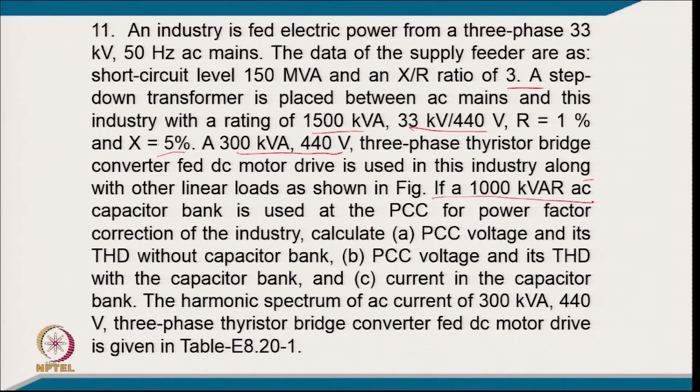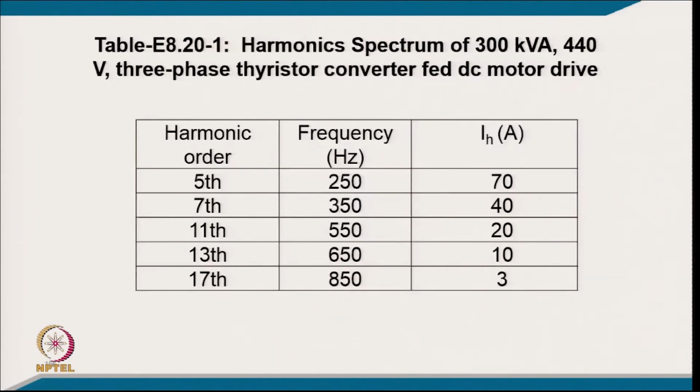If a 1000 kVAr capacitor is used at the point of common coupling for power factor correction of the industry, calculate the PCC voltage and its total harmonic distortion without the capacitor bank, and the PCC voltage and total harmonic distortion with the capacitor bank, and the current in the capacitor bank. The harmonic spectrum of the AC current of the 300 kVA 3 phase thyristor converter fed DC drive is given in the table. This is the harmonic current for the load of this 6 pulse converter: 5th, 7th, 11th, 13th and 17th harmonic currents are given here in ampere.